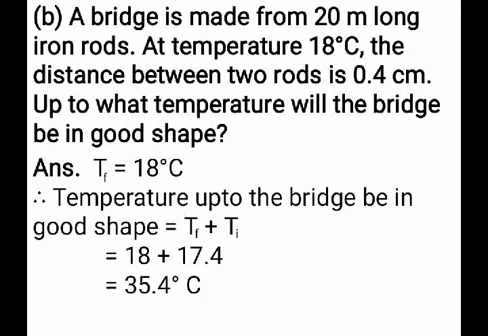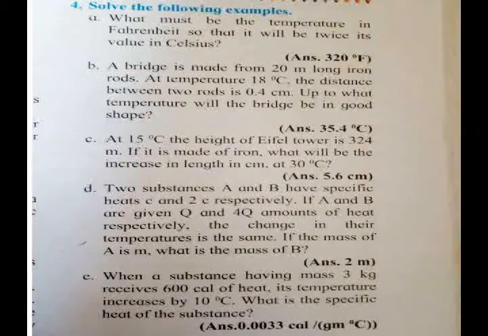The answer is 35.4 degrees Celsius. Next: at 15 degrees Celsius, the height of the Eiffel Tower is 324 meters. If it is made of iron, what will be the increase in length in centimeters at 30 degrees Celsius? The answer is given as 5.6 centimeters. After solving the sum, you should get the answer 5.6 centimeters.